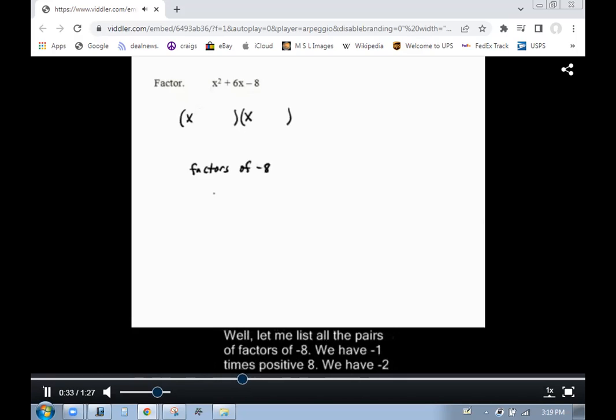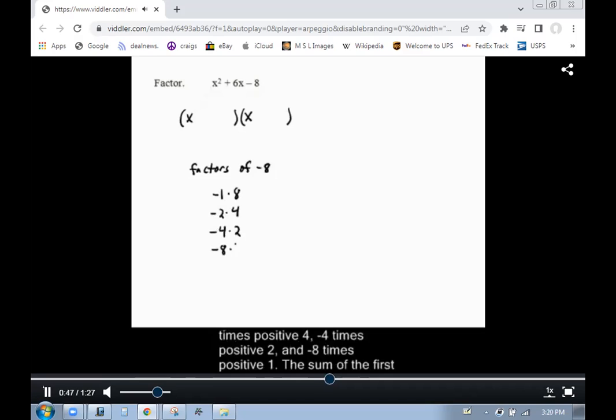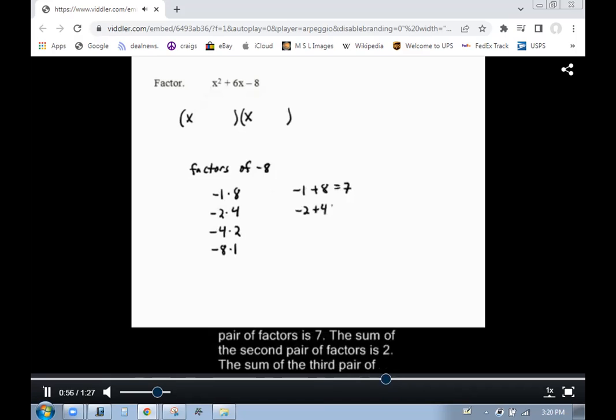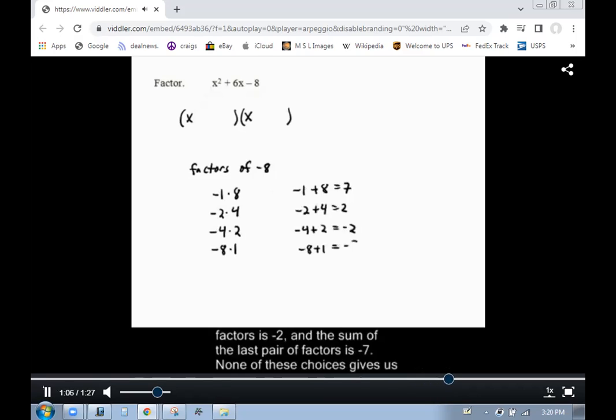Well, let me list all the pairs of factors of -8. We have -1 times +8, -2 times +4, -4 times +2, and -8 times +1. The sum of the first pair of factors is 7. The sum of the second pair of factors is 2. The sum of the third pair of factors is -2. And the sum of the last pair of factors is -7.